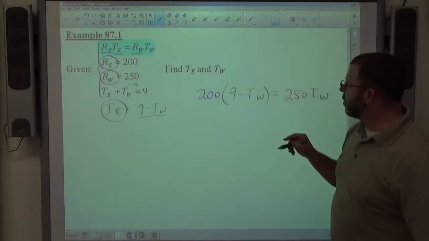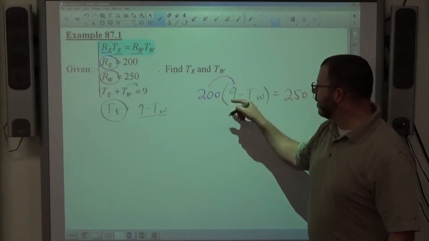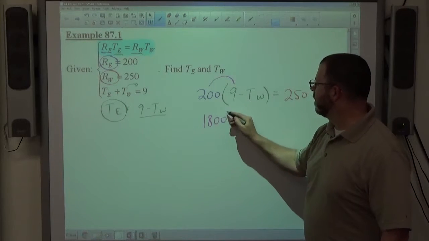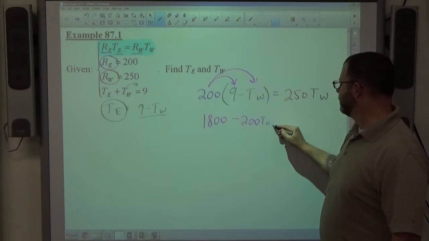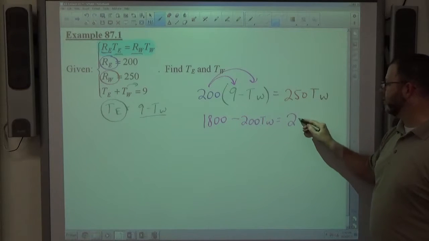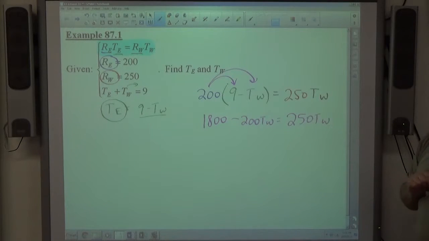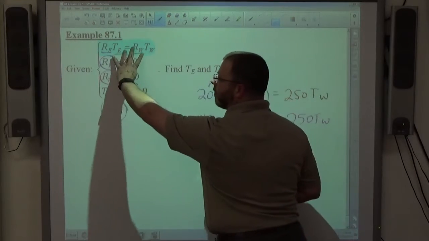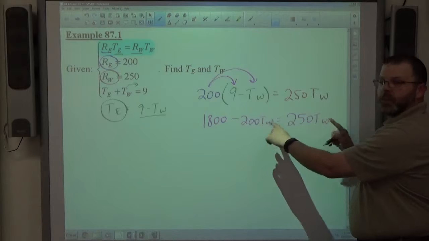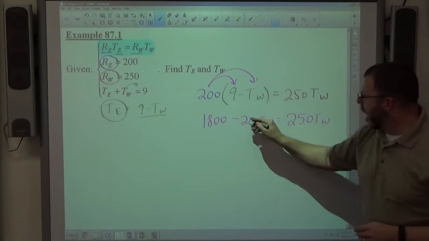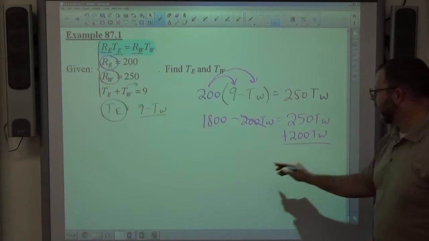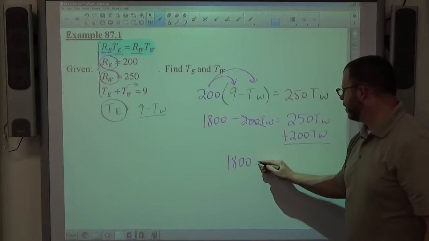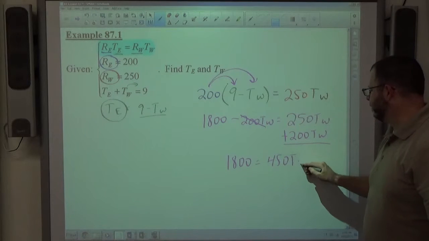And now it's just a matter of solving this equation. 200 times 9 is 1800. 200 times T sub W is equal to negative 200 T sub W. 250 T sub W is 250 T sub W. And if I move the 200 over now, notice I haven't started off with 4 variables. After substitution and simplification, now I've only got the 1 variable T sub W. I move that 200 over here, it becomes positive. So I end up with 1800 is equal to 450 times T sub W.